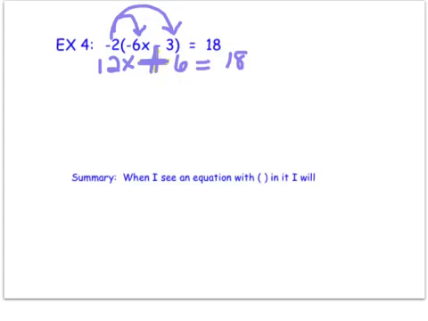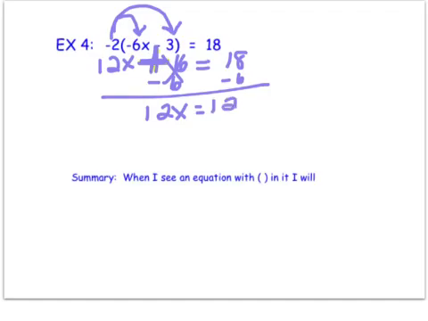So I'm going to say I want 12x by itself. So I've got to get rid of my positive 6. In order to get rid of positive 6, I subtract 6 from both sides. I get 12x, because my 6's cancel out, equals 12. Divide both sides by 12, and I get x equals 1.